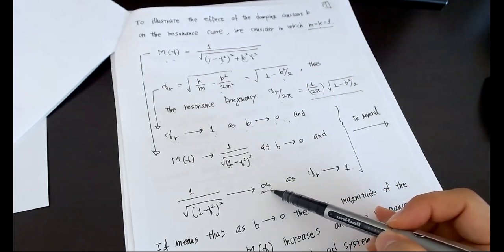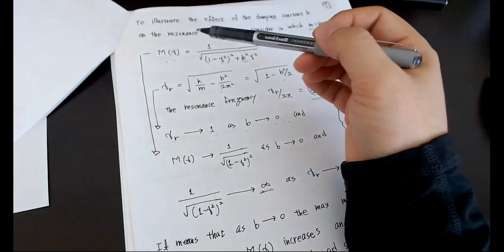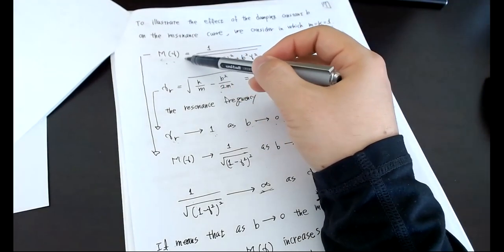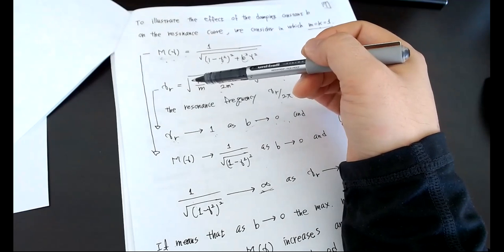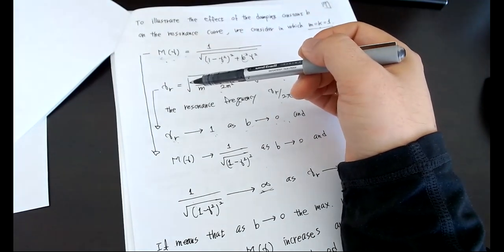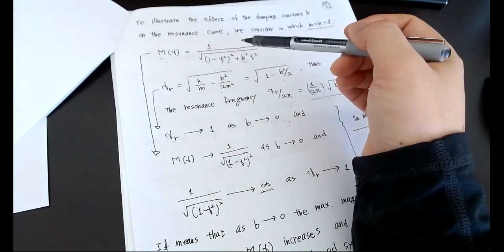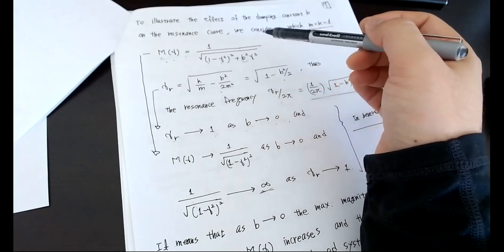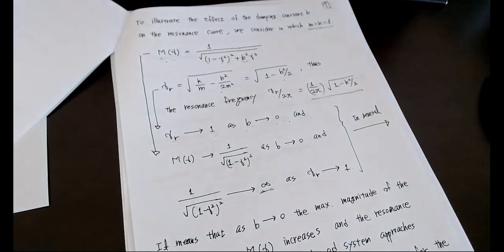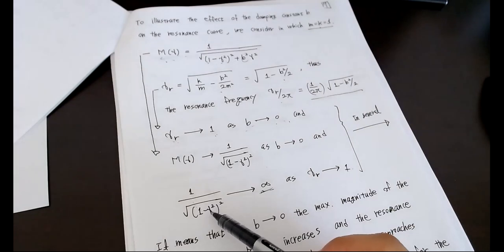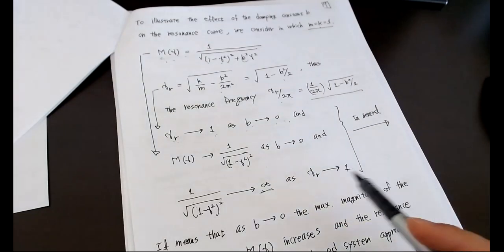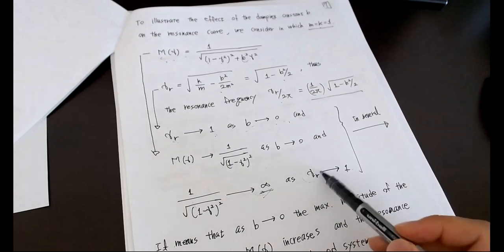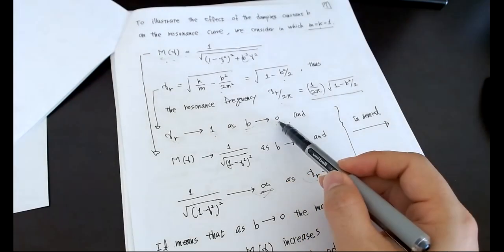Okay. But what is it? Frequency gain. Frequency gain is what? The ratio of the magnitude of the sinusoidal response to the sinusoidal external force, is it? So the magnitude of the frequency gain approaches infinity as gamma r approaches 1, which means that b approaches 0.